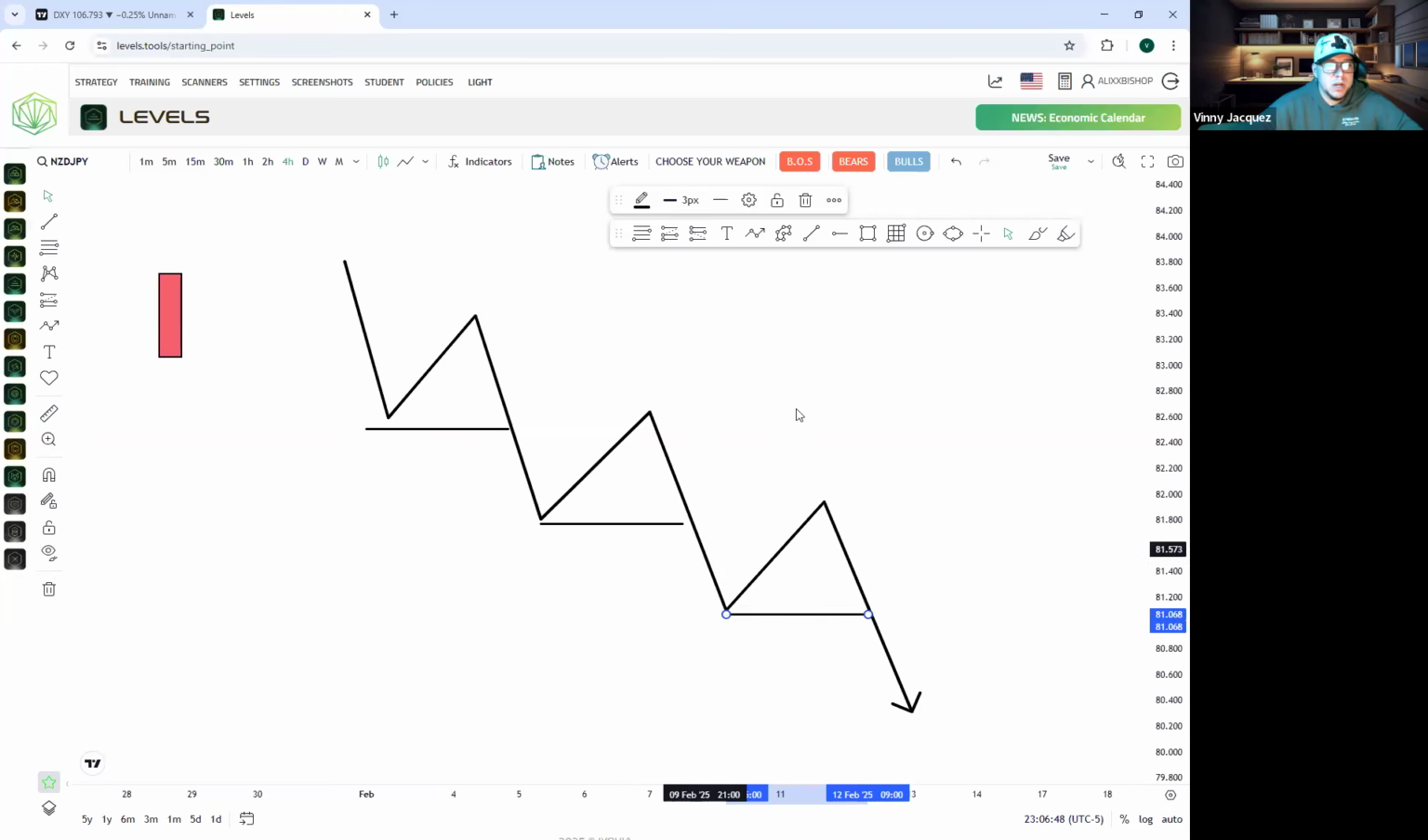So for me, I'm not really trying to catch any long-term buys. I would try to catch long-term sells, right? In these areas here specifically, I would like to go ahead and continue to catch that downward trend.